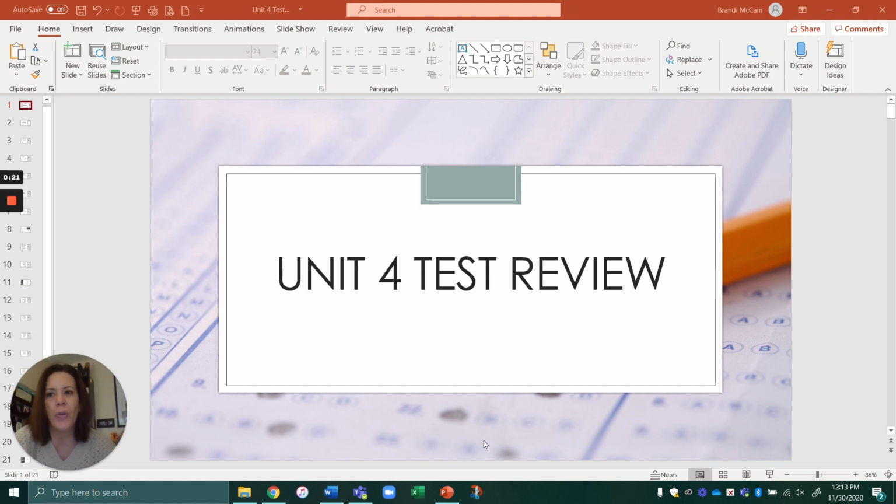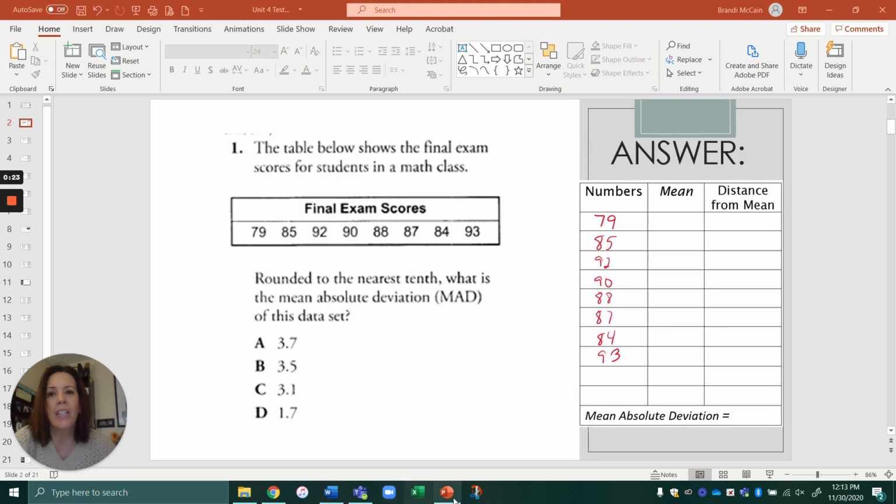Your test is tomorrow. Question 1 is mean absolute deviation. Remember, these tables are available in your team under files, under class materials in Unit 4. It's the MAD Organizer. Either print this off or at least make several on paper before you start, especially tomorrow on your test, because it's going to be very hard to keep it straight if you don't make a table. So get your table made and let's go.